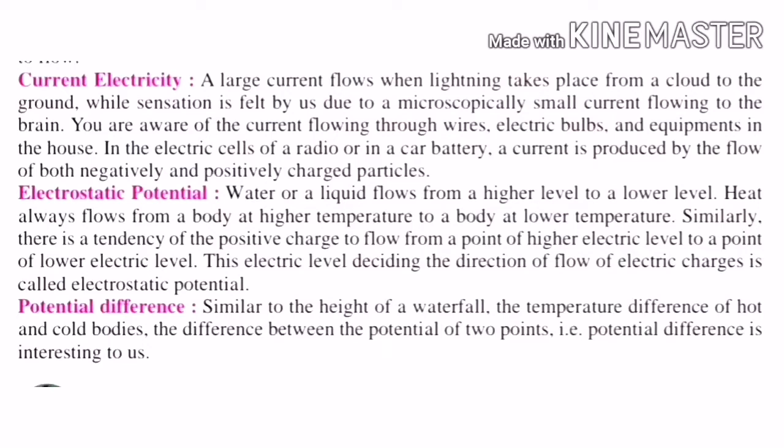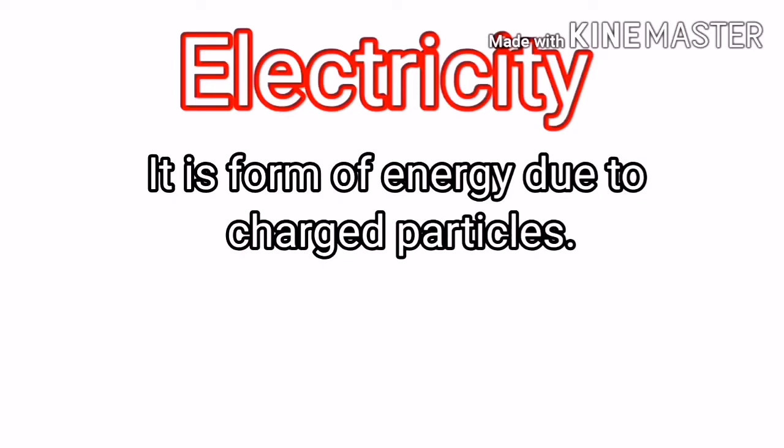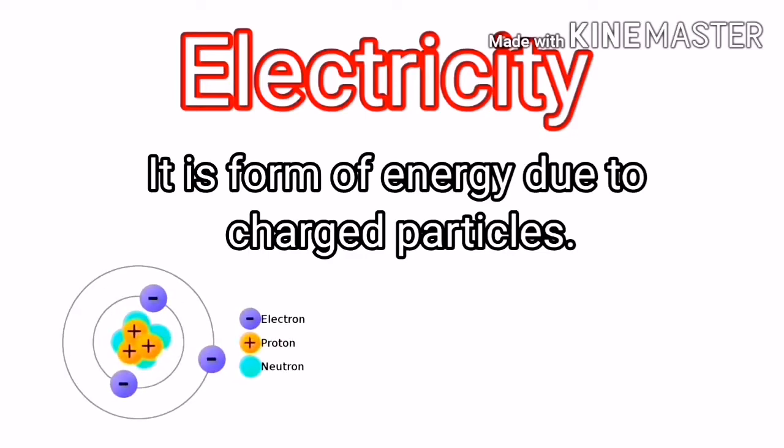So what is current electricity? Before starting current electricity, let's start with what is electricity. Now students, let's talk about electricity. What is electricity? Electricity is a form of energy due to charged particles. As we can see, every atom contains positively charged protons and negatively charged electrons.